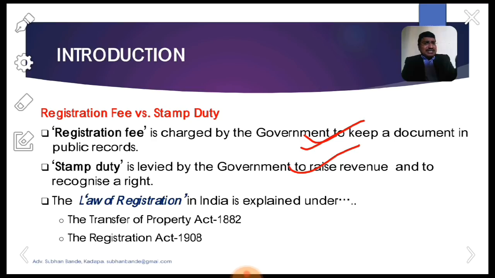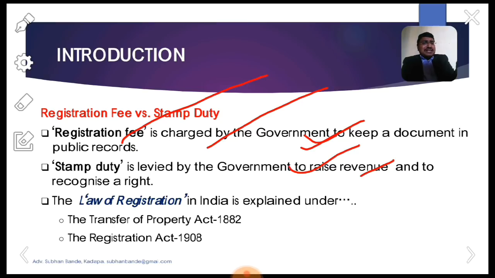This is the difference between registration fee and stamp duty. Registration fee is charged by the government to keep a document in public records. The provisions related to registration fee are specified under the Registration Act 1908, whereas the stamp duty is levied by the government in order to raise the revenue and it recognizes a particular right. Insufficiently stamped instrument cannot be treated as evidence in the court of law. The provisions related to stamp duty are specified under Indian Stamps Act 1899.